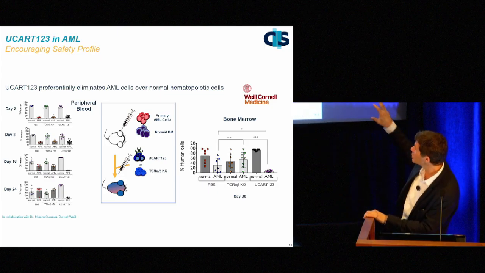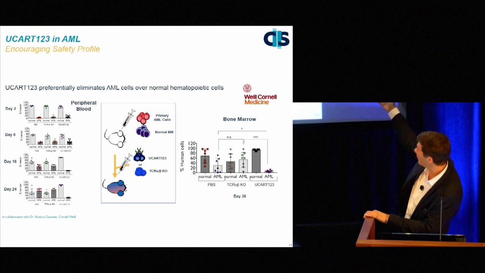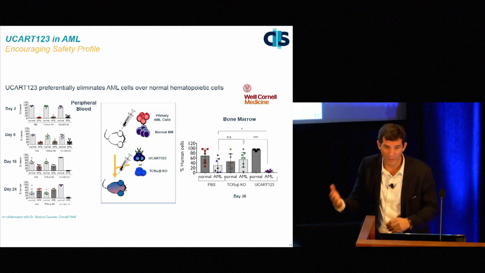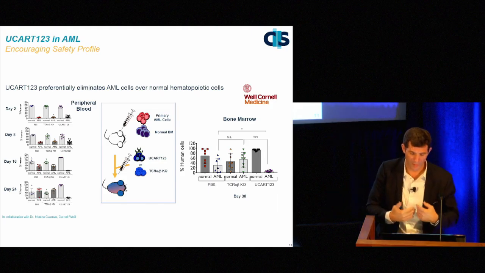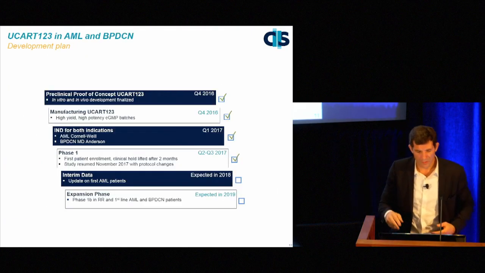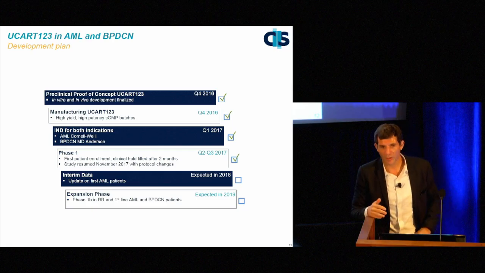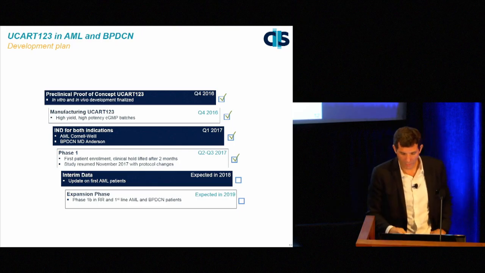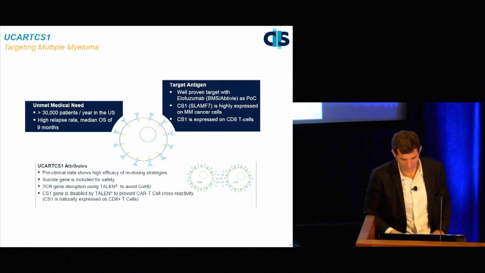Interestingly, when you check the bone marrow of these mice, the percentage of normal human cells increases when they're treated with UCAR123, while all AML cells are gone. In the control, at 36 days after treatment, this is not the case: the bone marrow is diminished and AML cells start growing. So we're currently in clinical trial with these patients, and we're expanding to different types of protocols, pediatric and adult use of UCAR123 in AML, and there is a very strong medical need.